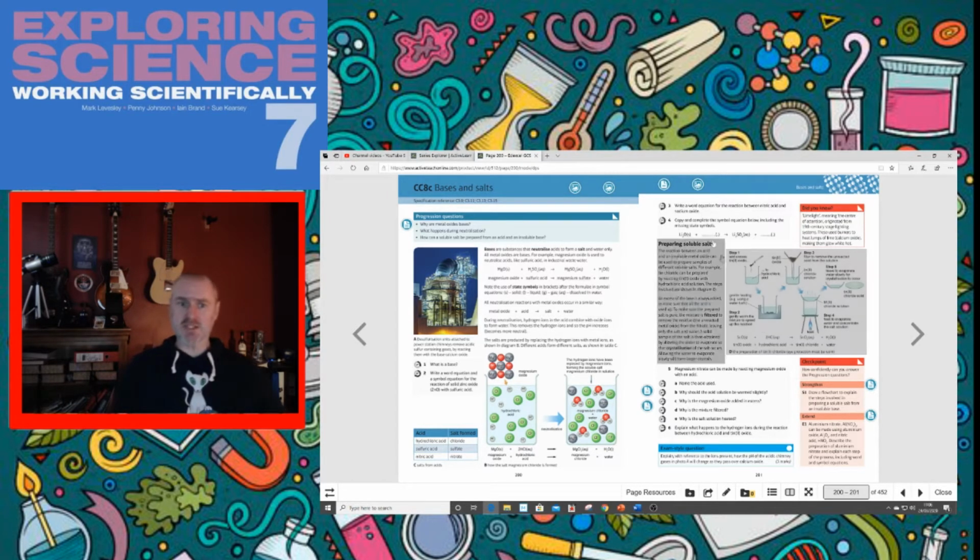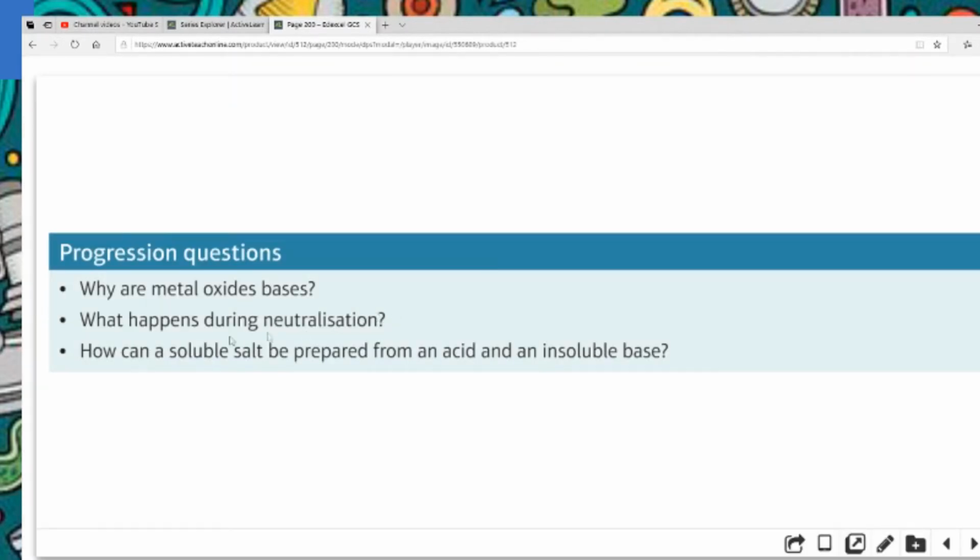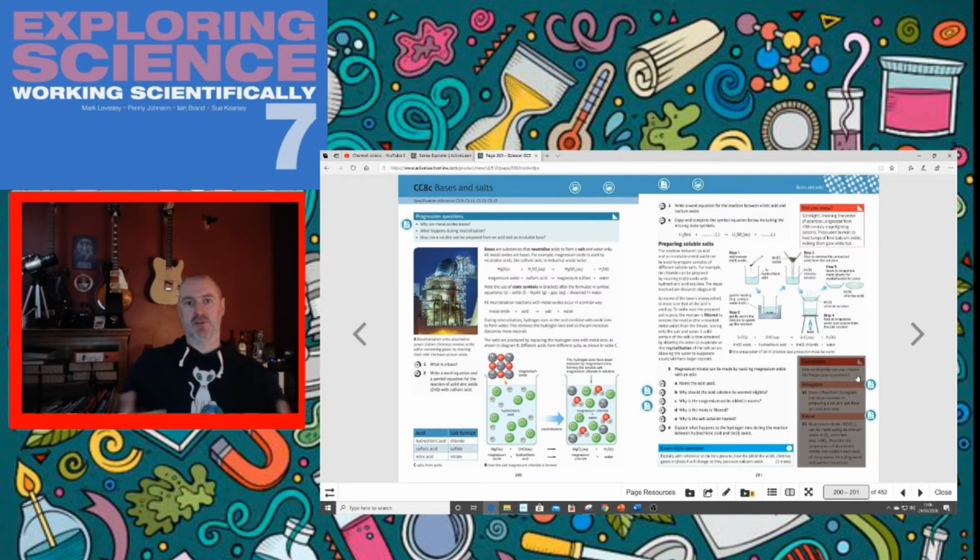So, let's go to that second learning objective. What happens during neutralization? Well, now neutralization for us takes on a bit of a different meaning, because we know that alkalis are not the only thing that's going to neutralize an acid. We know that bases will neutralize an acid as well.